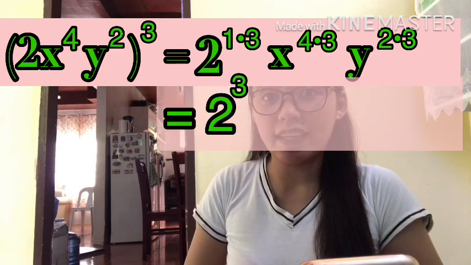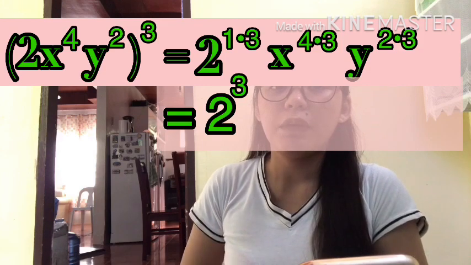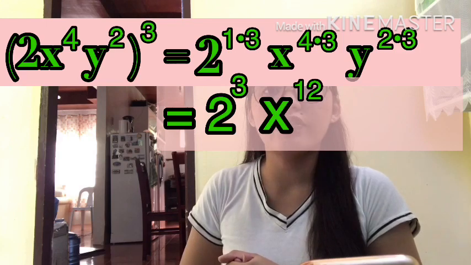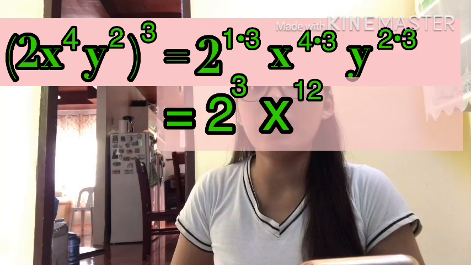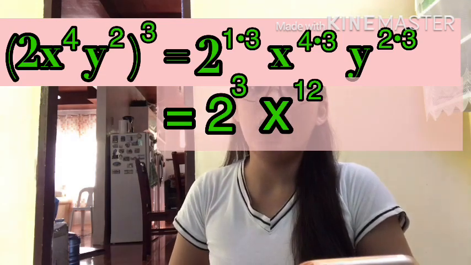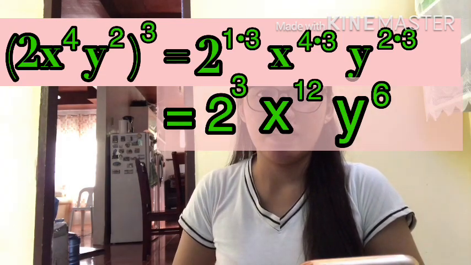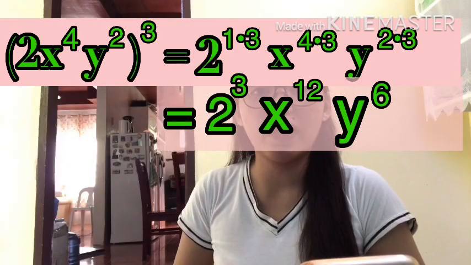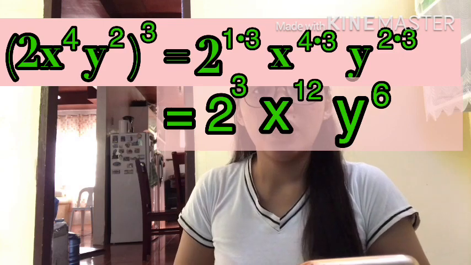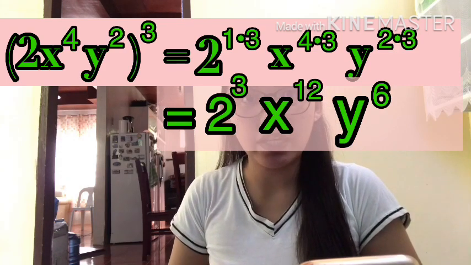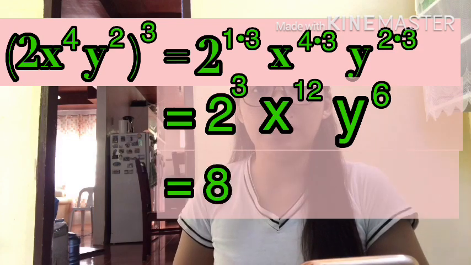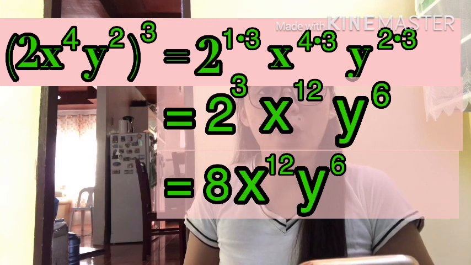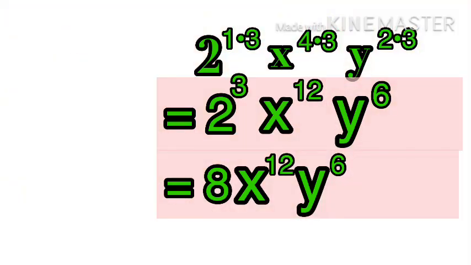How about the exponent of x? The exponent is 4. You multiply it by 3, so you have x raised to the power of 12. The exponent of your y is 2, you multiply it by 3, then you have y raised to the power of 6. So the answer is 2 cubed, x raised to the power of 12, y raised to the power of 6. But take note, you can still simplify 2 cubed, right? 2 times 2 times 2, that is equal to 8. So the final answer is 8x raised to the power of 12, y raised to the power of 6.